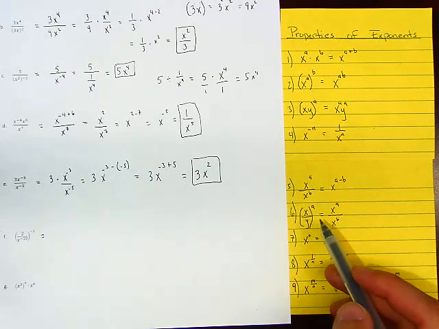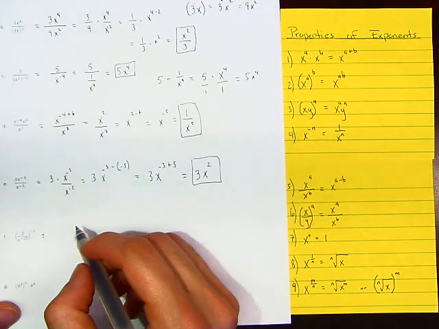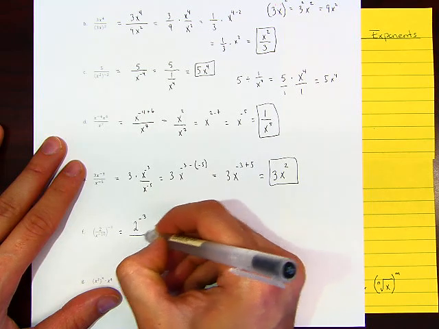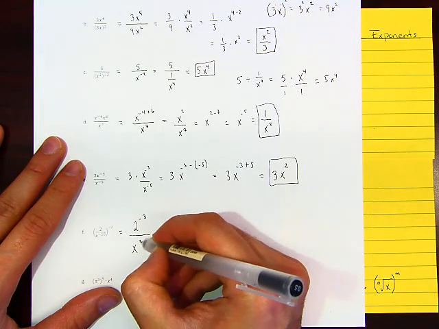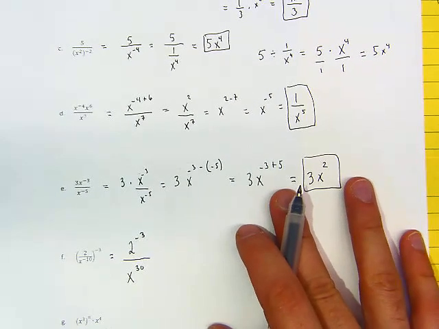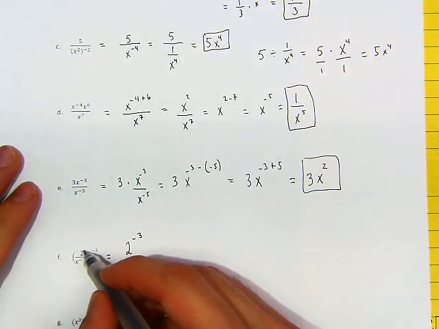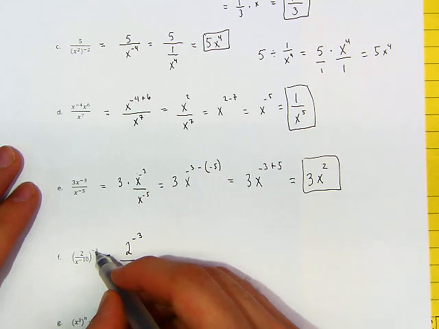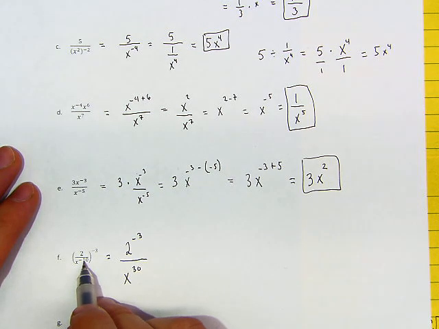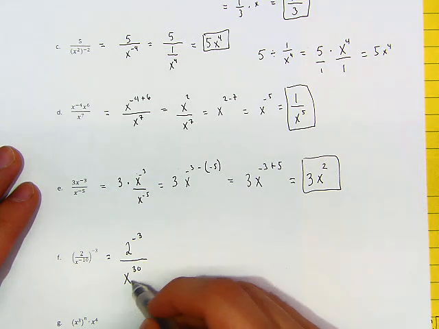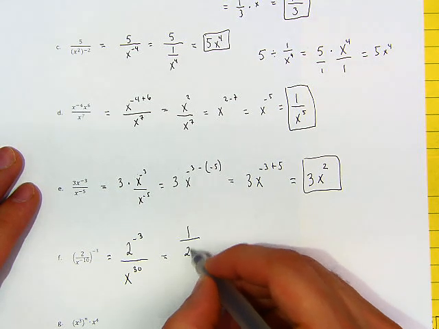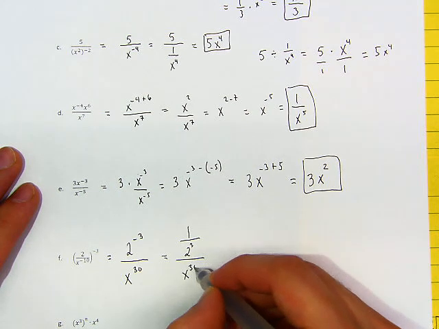Okay, so for this one, what we want to do is, let's see, this is 2 to the negative 3, x to the 30. Okay? That's what it becomes, because here, what's the exponent over here? It's 1, so it's 1 times negative 3. And what's the exponent over here? It's negative 10, so it's negative 10 times negative 3, and that's x to the 30. So this just becomes 1 over 2 to the 3 divided by x to the 30.